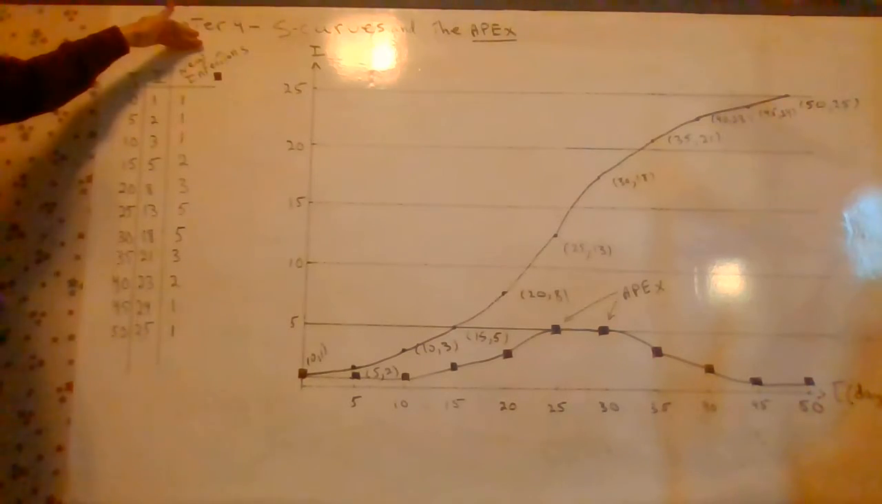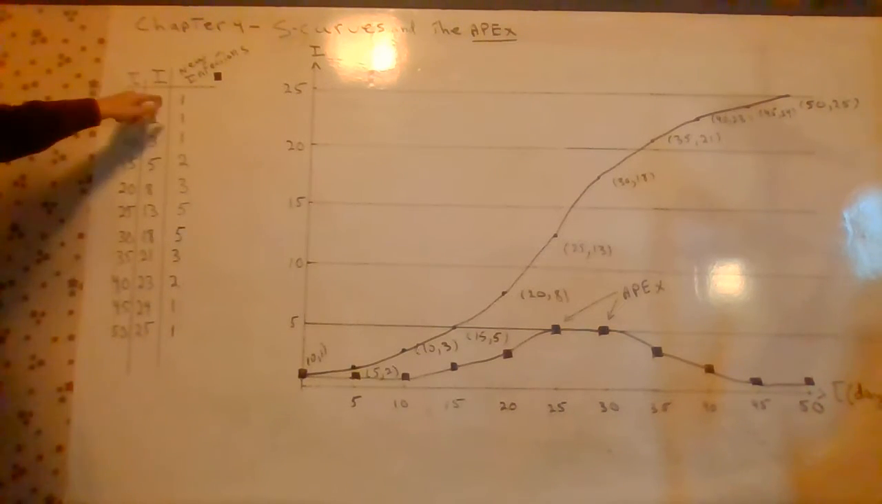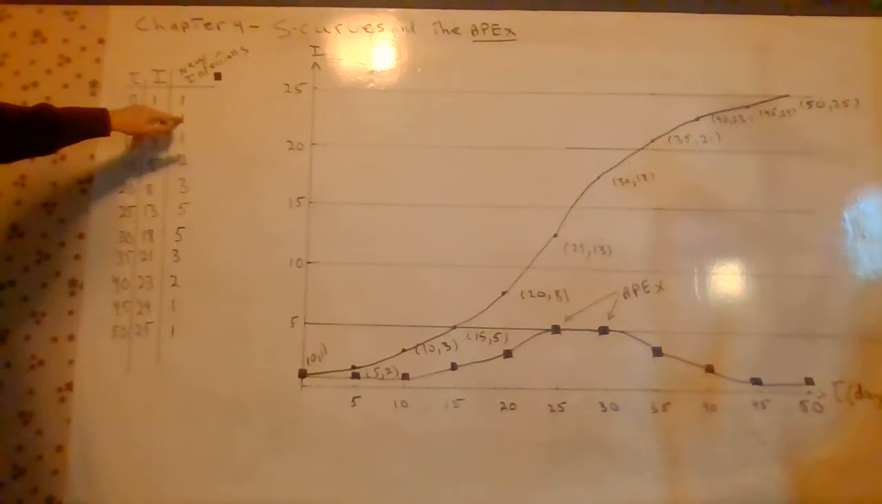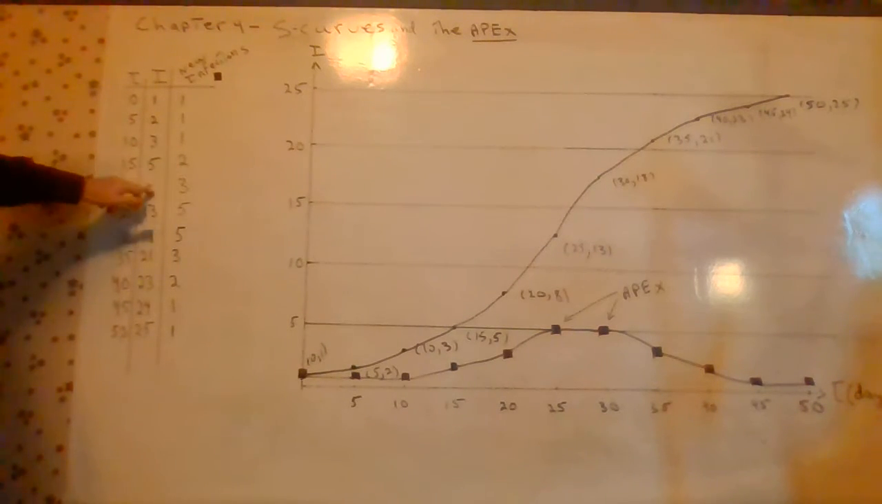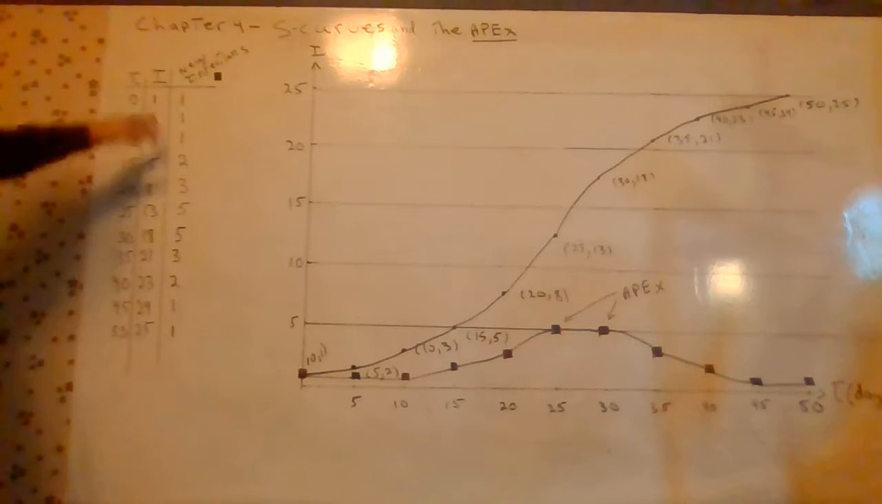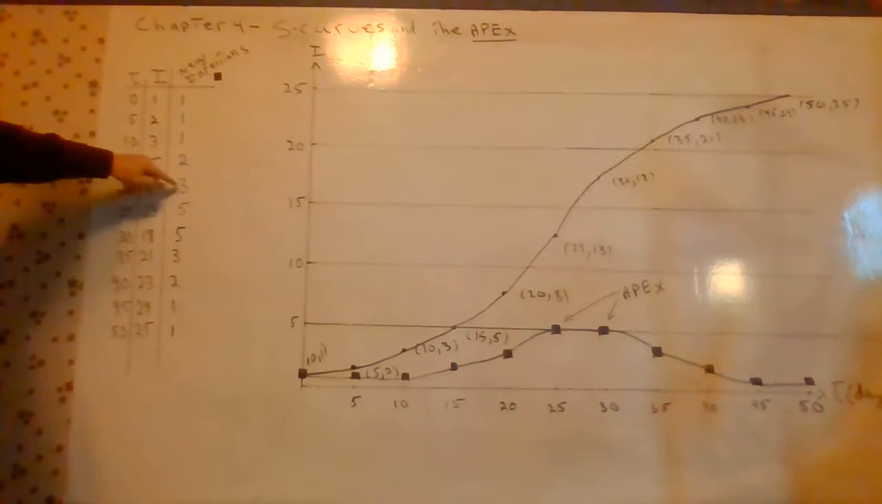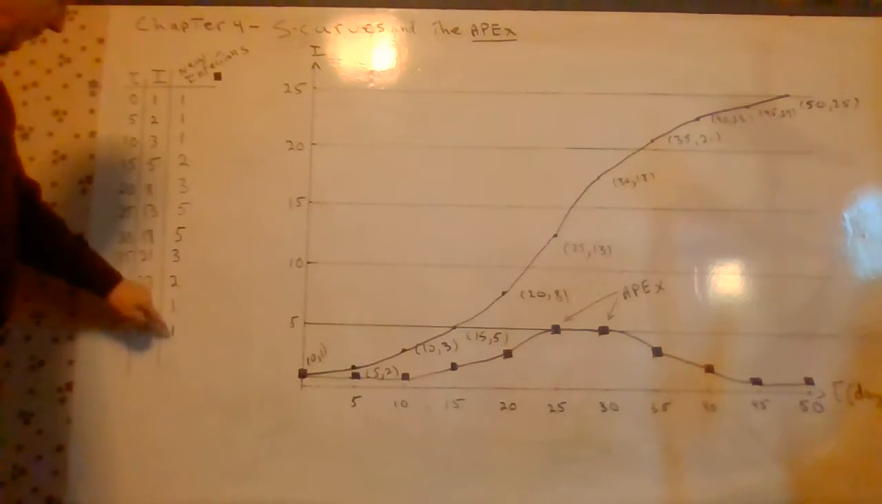We can also make a plot of new infections. We have 1 infection at time 0. We can call that 1 new infection. And we go from 1 to 2, so we have 1 new infection. 2 to 3, we have 1. 3 to 5, we have 2. 5 to 8, we have 3, all the way down. It goes 1, 1, 1, 2, 3, 5, 5, 3, 2, 1, 1.